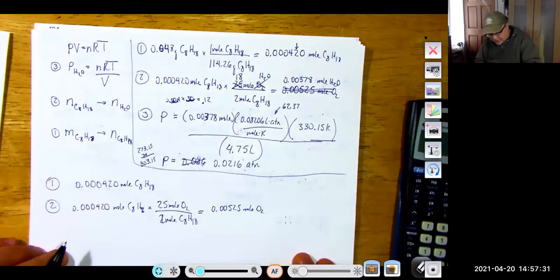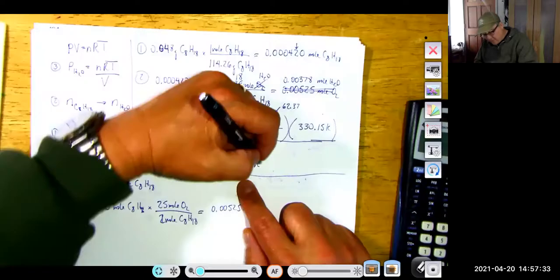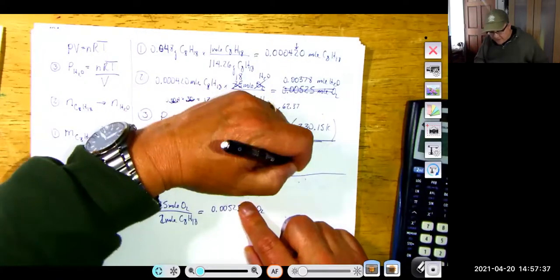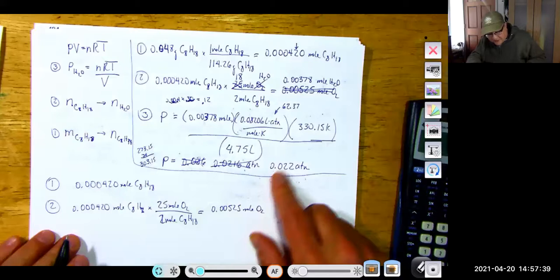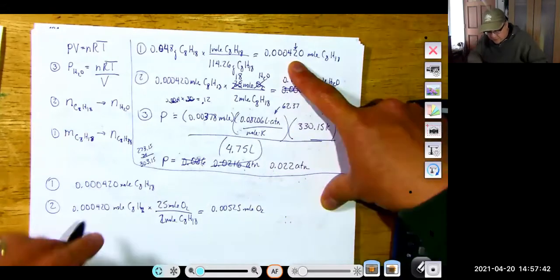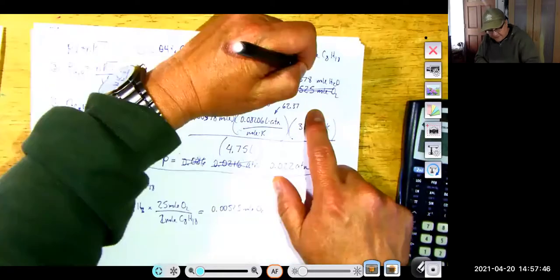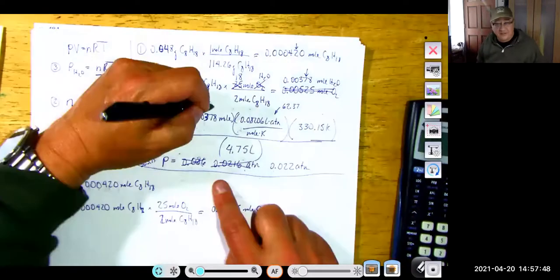Oh, and by the way, this answer should be 0.022 atmospheres because this up here only has 2 sig figs, which means this only gets 2 sig figs, which means this only gets 2 sig figs.